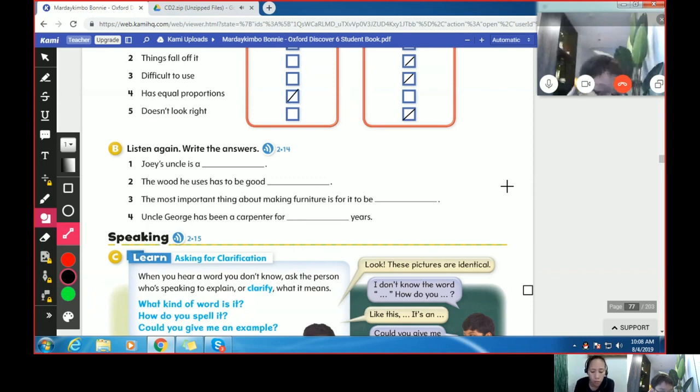Really? What do you mean it doesn't work? Well, imagine if you had a table that wasn't symmetrical. Things would fall off it, and it would be difficult to eat at it. Yes, I guess you're right. My salad would slide right off. And the table wouldn't look right in any case. Nobody wants a table that isn't symmetrical. They really need 4 legs and equal proportions. I hadn't thought of that.